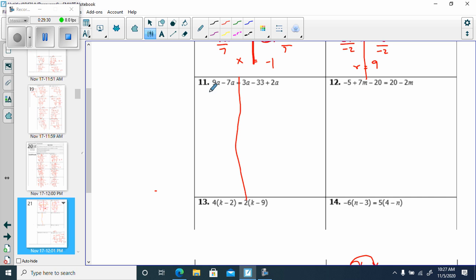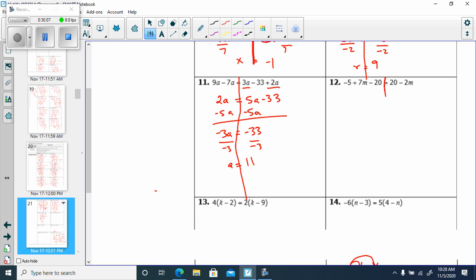Are these two sides as simple as they can get? No, I can combine these two like terms because they're both a's. 9a minus 7a would be 2a. 3a plus 2a is 5a minus 33. Okay, let's get all the variables on this side and the numbers on that one. So let's subtract 5a from both sides. This gives me negative 3a equal negative 33. Let's divide both sides by negative 3, and a is 11.